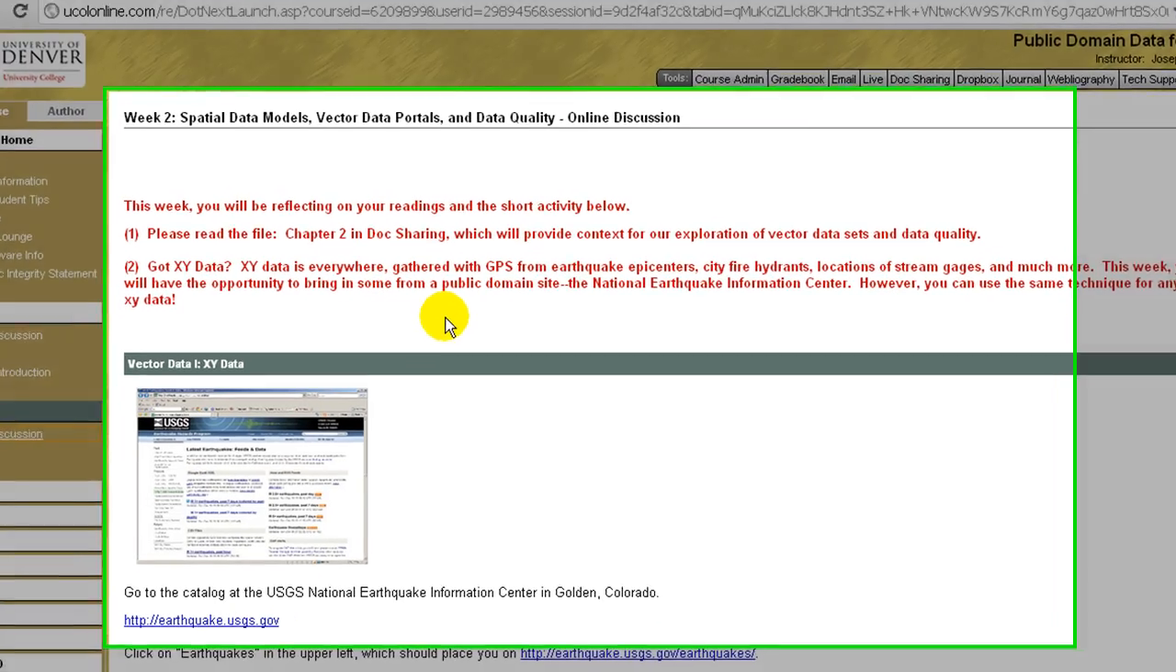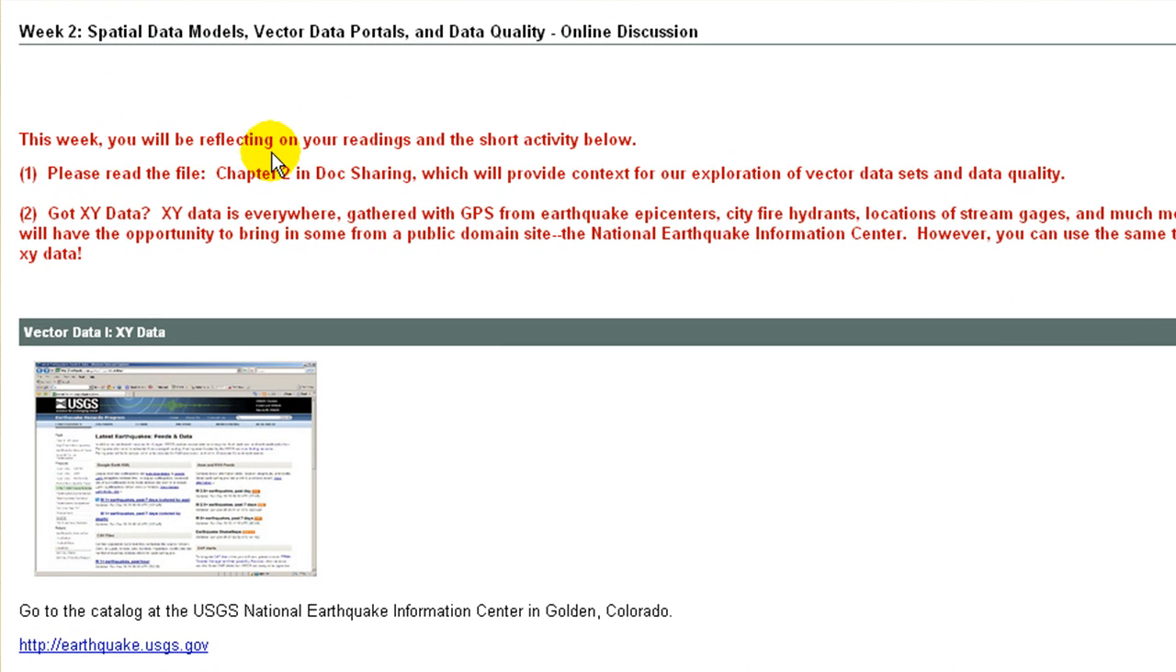And here's the specific assignment. This week, you will be reflecting on your readings and the short activity below. Please read the file Chapter 2, which will provide context for our exploration of vector data sets and data quality. That is from the GIS Guide to Public Domain Data book. Number 2, got XY data?